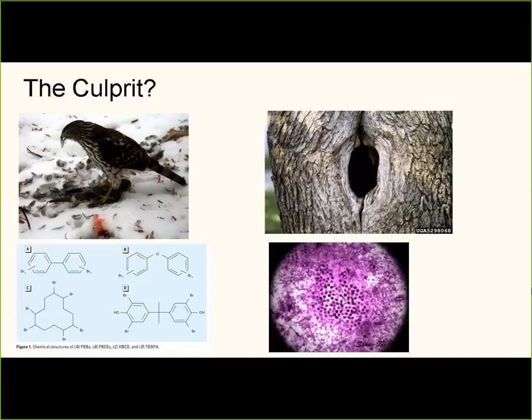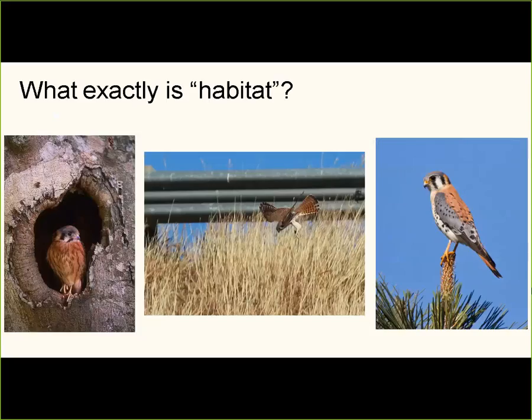So it's likely that all of these things contributed, but for the rest of my talk, I'm going to be concentrating on habitat. Because, again, that's common. It's widely believed to play a role, but nobody really understands how. So what exactly is habitat? If I say kestrels need more habitat, well, like I said, their habitat consists of multiple things. They need a cavity to live in, they need open space to hunt in, and they need perches to hunt from.